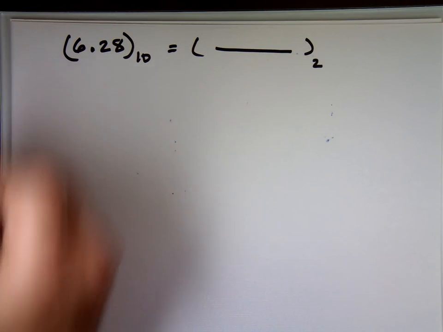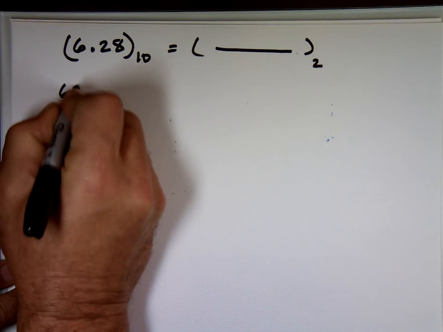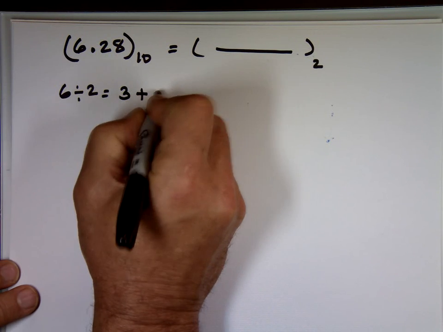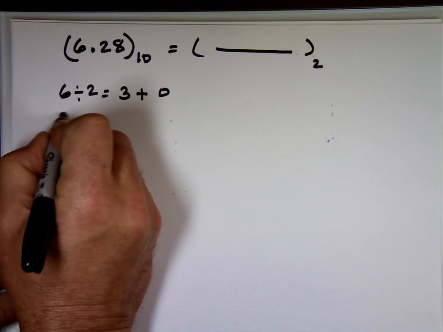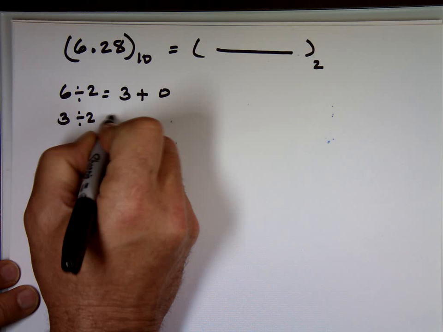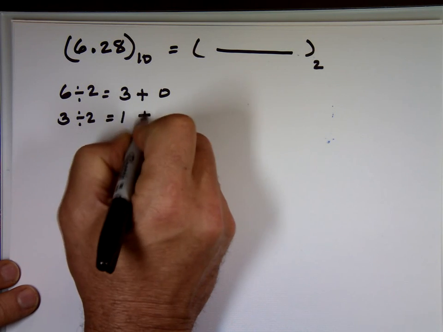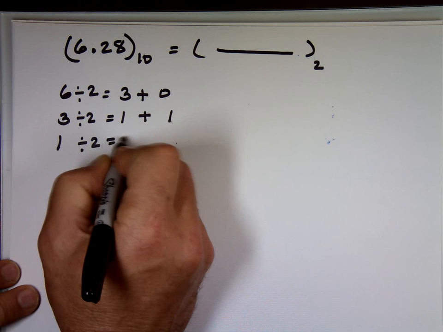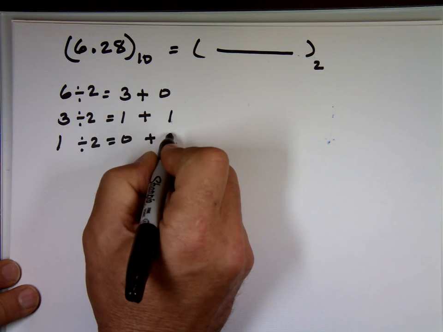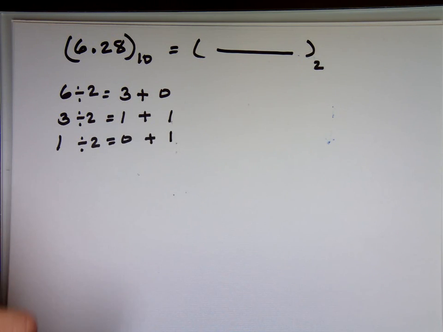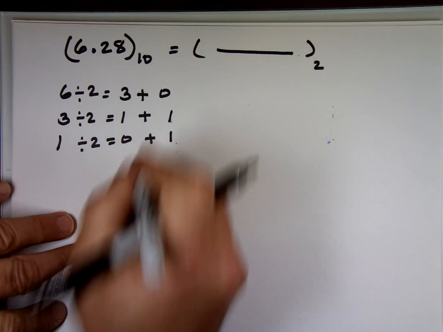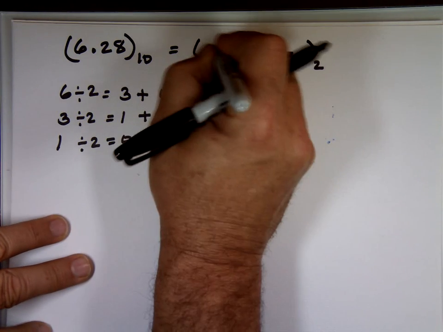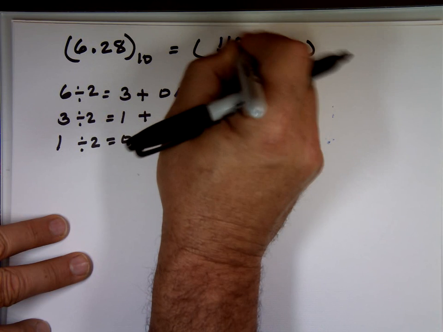Let's try the 6. 6 divided by 2 is what? 3 plus a remainder of what? 0. 3 divided by 2. 1, remainder of 1. 1 divided by 2. 0, remainder of 1. So we're going to read them again. These we read them bottom up. 1, 1, 0, and there's the point.